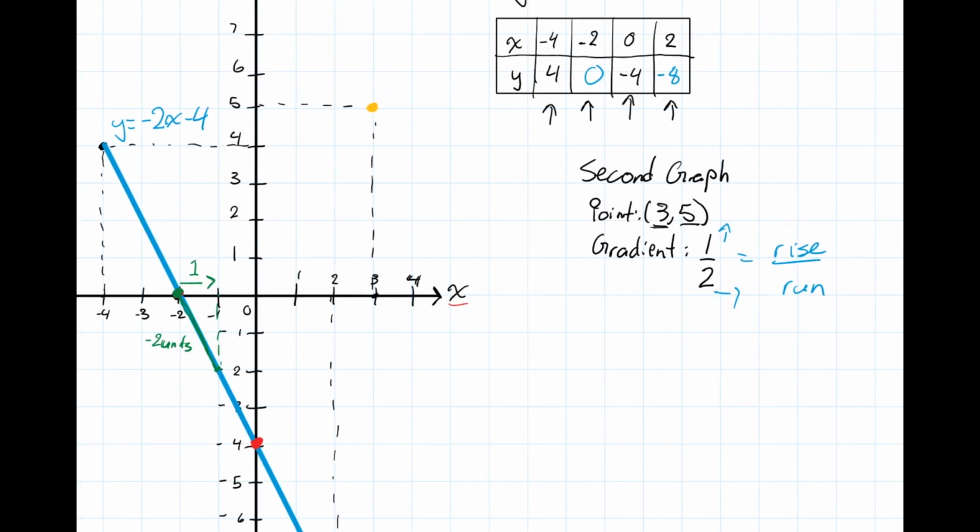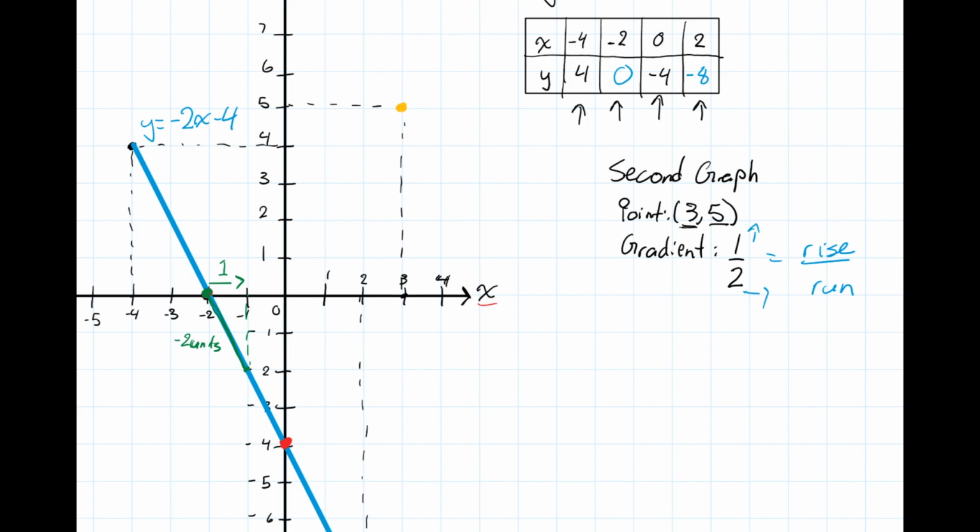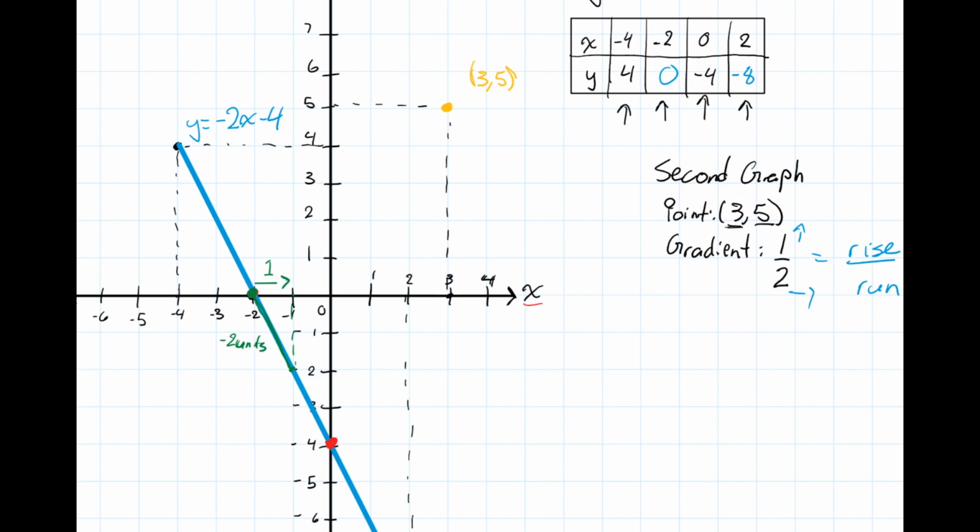So let's go back to the point 3,5. I'll even label 3,5 just so we're all on the same page. What we're going to do here is go across in the x direction on the left. If we go across 2 times, we need to go down 1 time. We're just going to continue doing that until we run out of space. So I'm going to go across 2, and now go down 1, and that's going to be my final point right there.